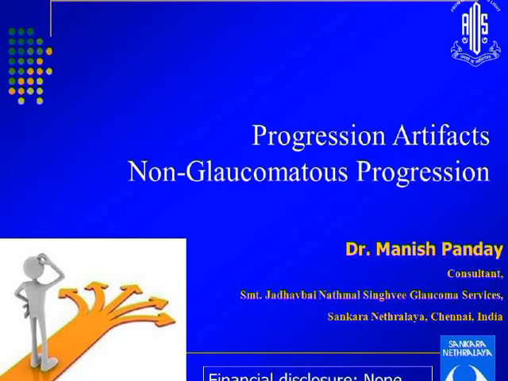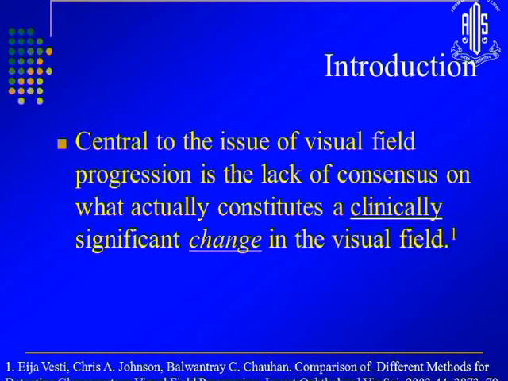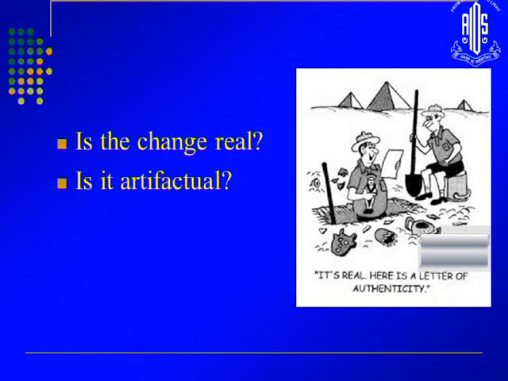Please bear with me if I repeat some of the talks that were done earlier, but I think the importance is still there. I'll be talking about progression artifacts and non-glaucomatous progression. Central to the issue of visual field progression is a lack of consensus on what actually constitutes a clinically significant change in the visual fields. And when we find a change, we have to decide whether the change is real or artifactual.